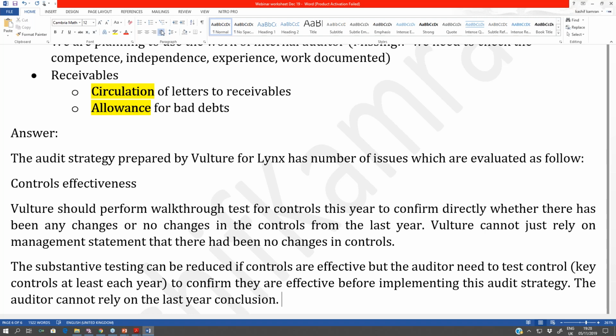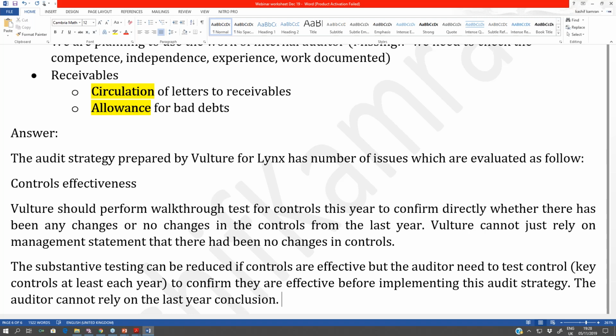So every audit is unique, right? Every audit is unique. Can we just rely on the conclusions of the last year for the next year audit? Is that logical? And do you all believe every audit is unique? So every year I need to restart things. Every year I need to test the controls to see whether they are operating effectively or not, right?